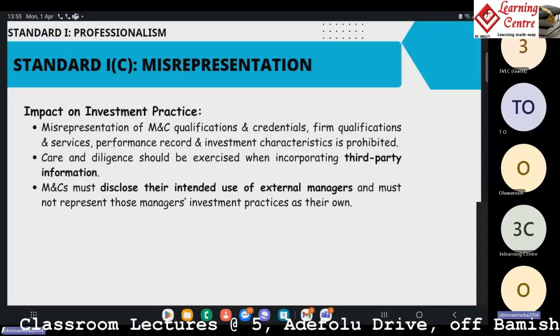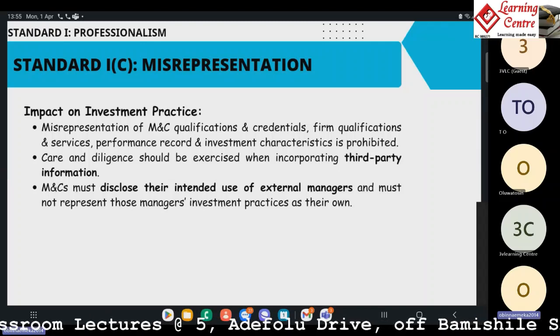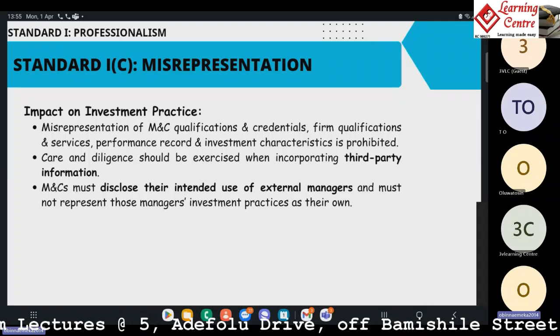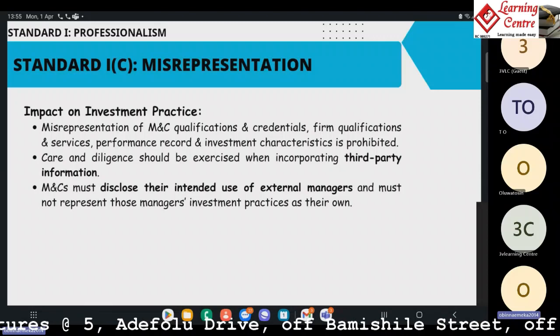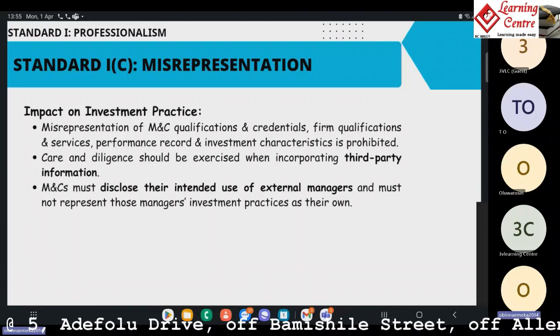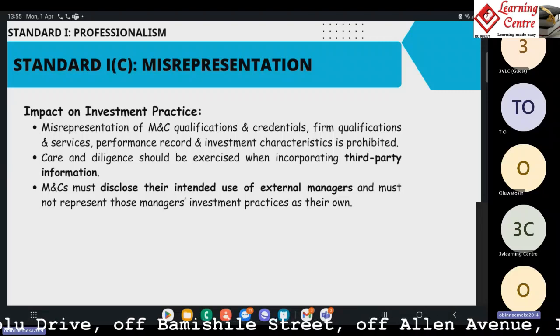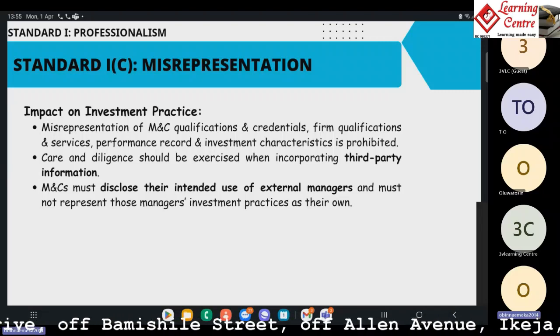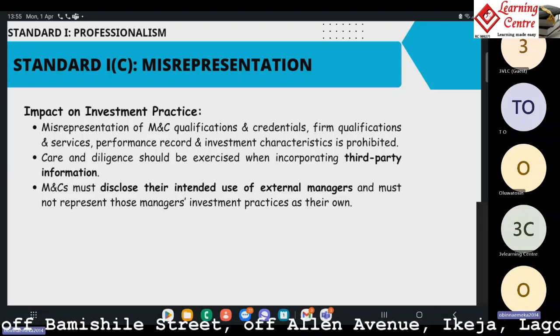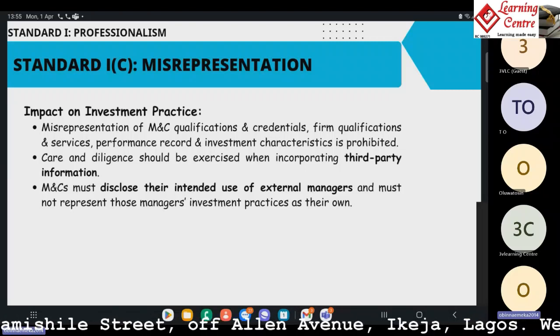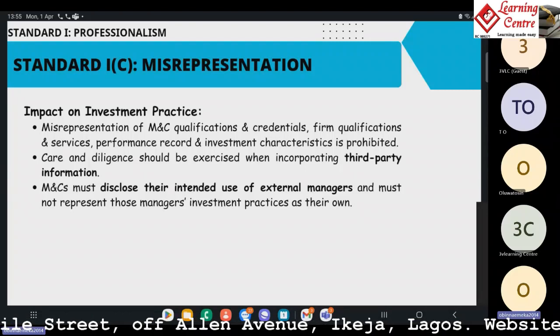Now, this standard also says that if you want to use external managers, we've talked about external managers under independence and objectivity. Let me give an example. If in our firm we do equity portfolio management and fixed income, but we don't manage alternative investment portfolios, then when clients want to invest in alternative investments, we have outside managers that we use for that.